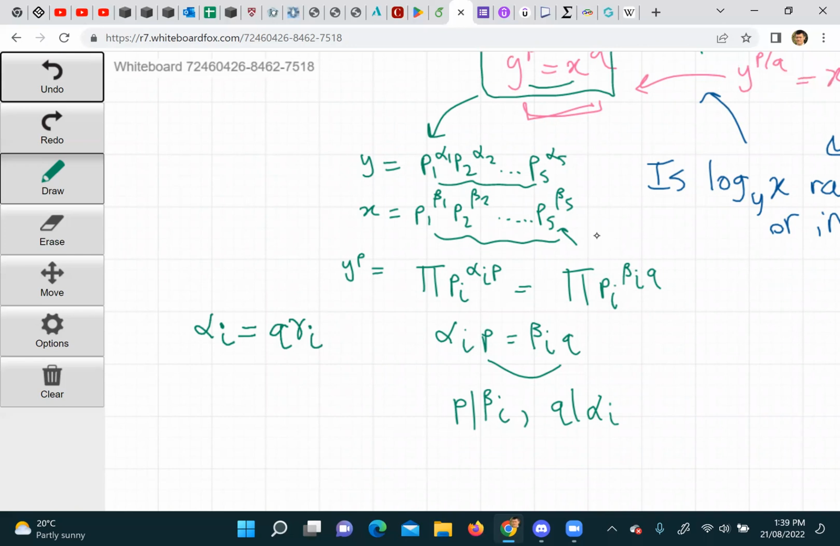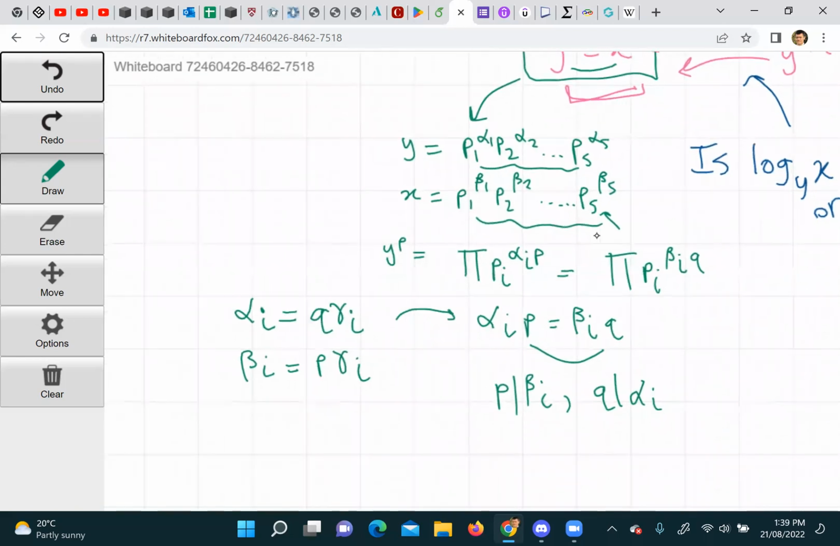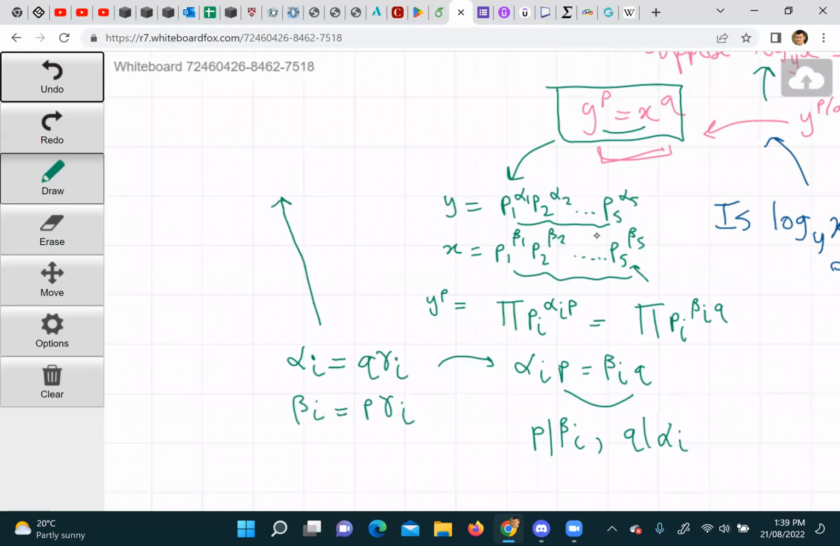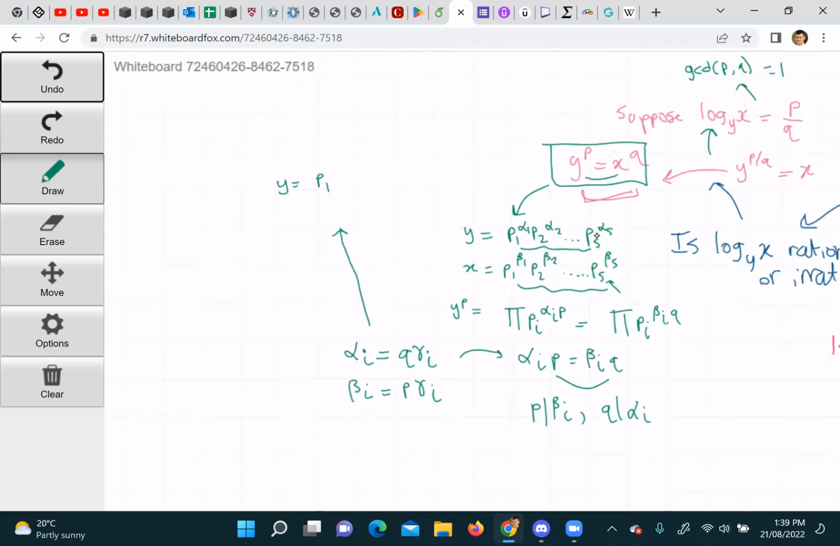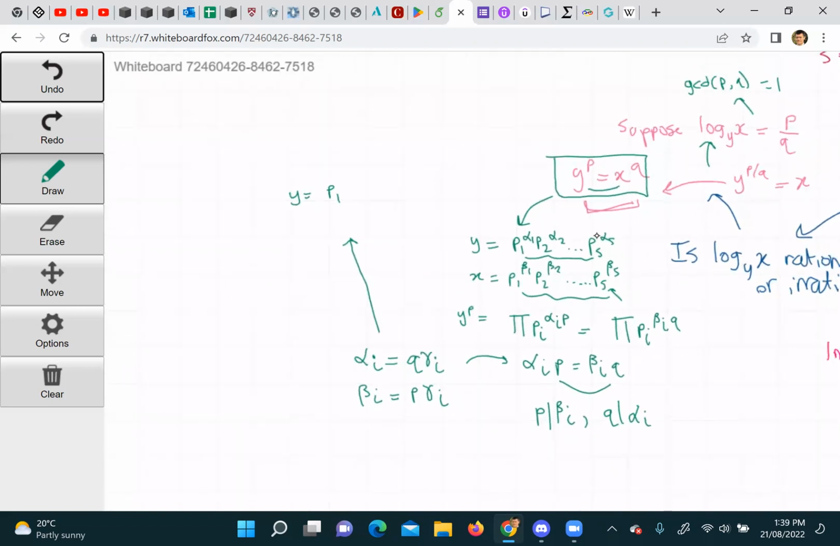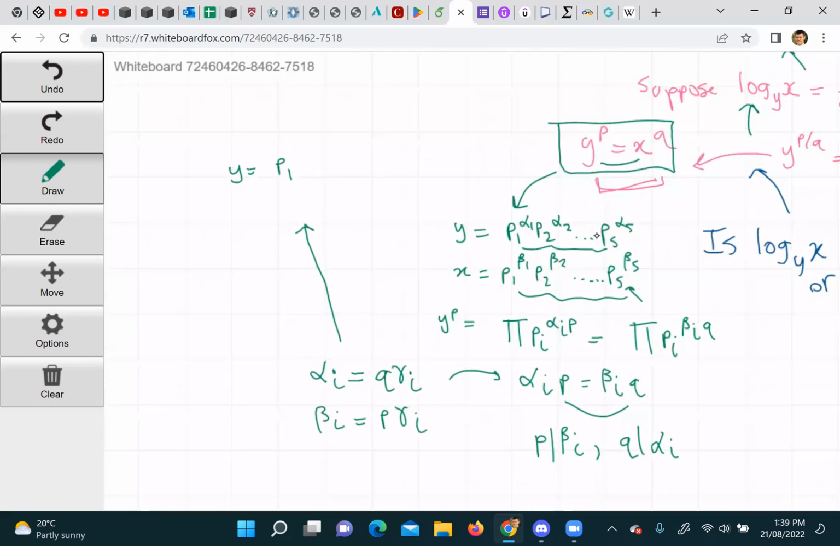So alpha is Q gamma i. That means beta i has to be P gamma i. They are equal. So now y is equal to, no, that means Y and X are both powers of something else. Sorry, I mixed up. I meant x and y are powers of something else. Yeah, that's what I meant.